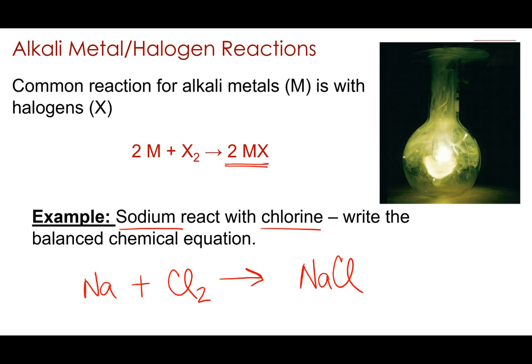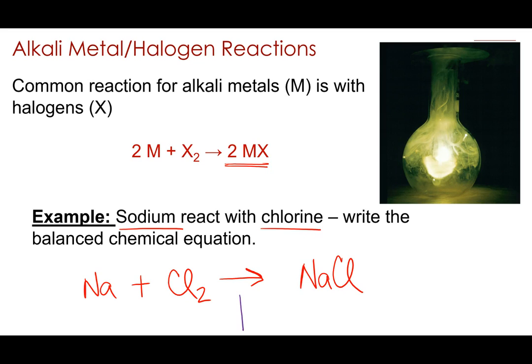Okay, so how do I know it's NaCl? Well, remember when sodium forms an ion, it'll form a +1 ion. When chlorine forms an ion, it'll form a -1 ion. Flippity flop the charges, and we just get NaCl. Okay, so first step is to get the formulas onto the paper. Second step is to go back and balance.